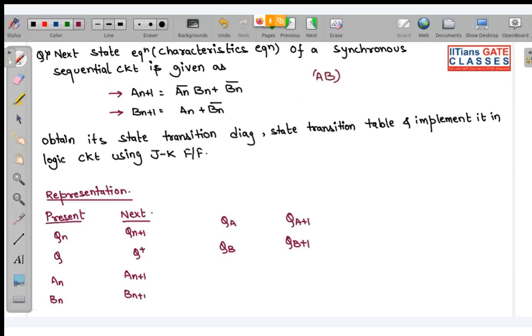Always in your synchronous counter, the MSB and LSB will be given to you. So A is MSB, B is LSB.